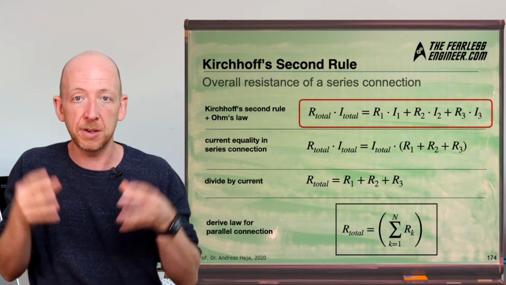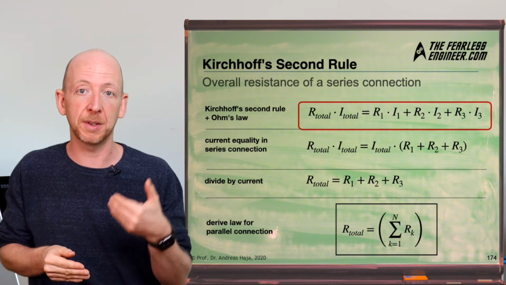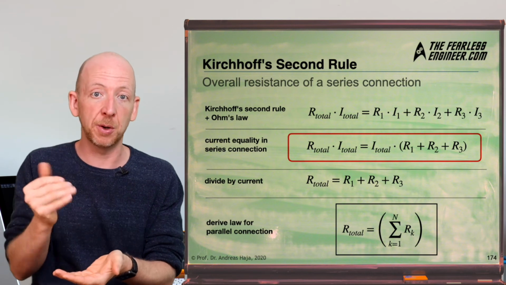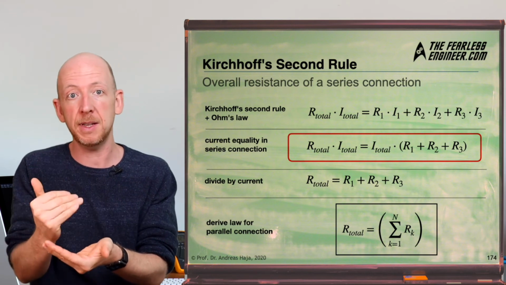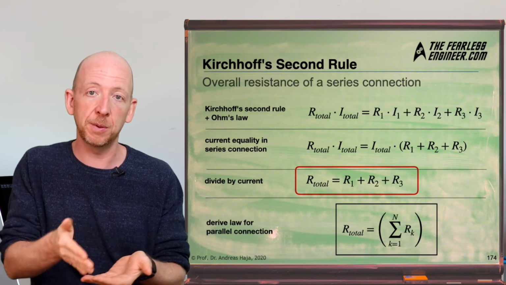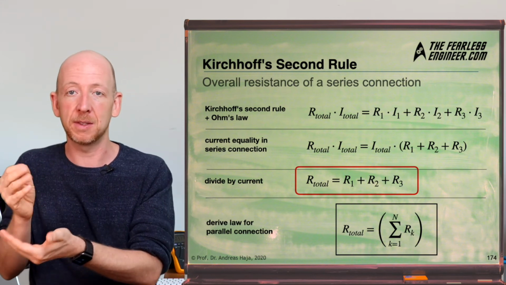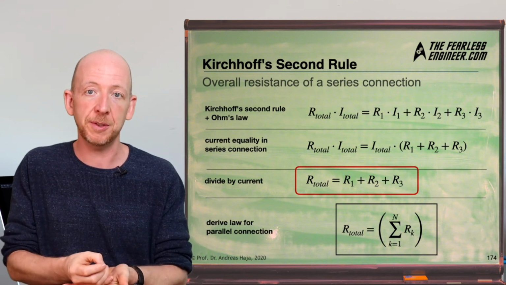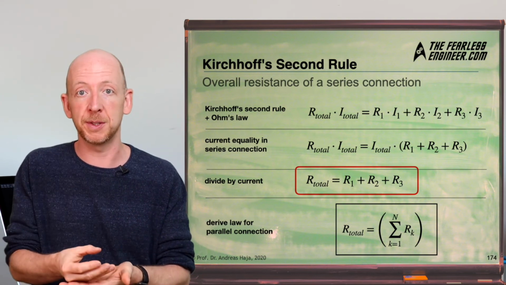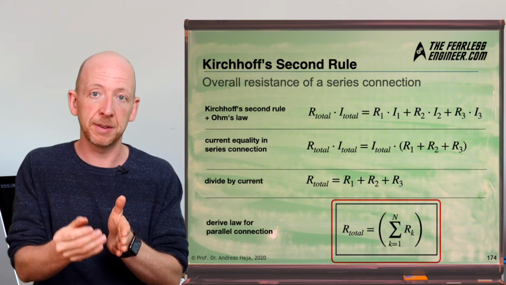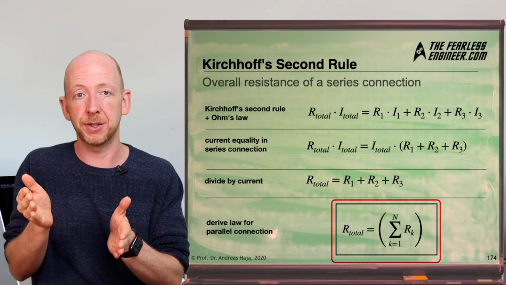And this is where the current equality comes into play, because if the current through all resistors is the same, we can simply divide by I total, by the total current on both sides, and we get the equation for the total resistance, which simply is R total equals R1 plus R2 plus R3. And this means that in a series connection, the sum of the individual resistances results in the total resistance. So we get the general equation form: the sum over all partial resistances Rk equals R total.